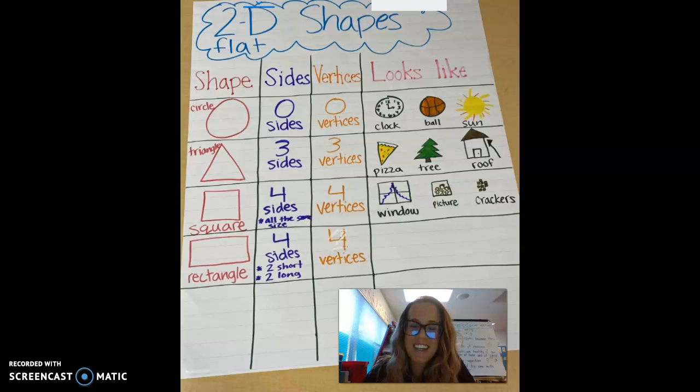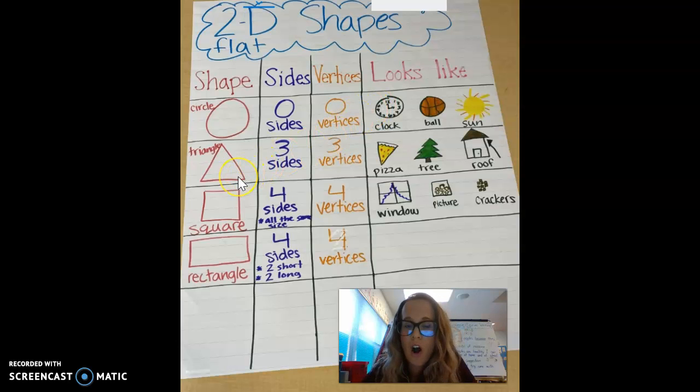Okay, boys and girls, let's take a look at our anchor chart real quick. So remember, these are our 2D shapes. That also means that they are flat shapes. So on Monday, we learned all about a circle, and we know a circle has 0 sides and 0 vertices. Here were some things that you guys sent me for circles that you could find at your house.